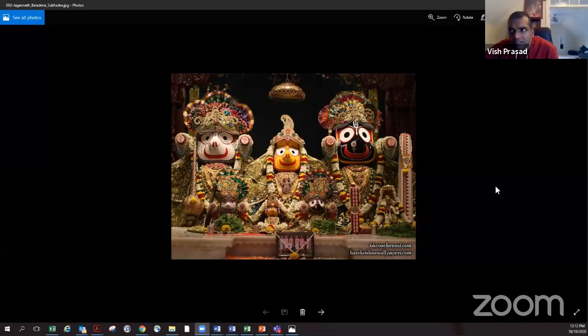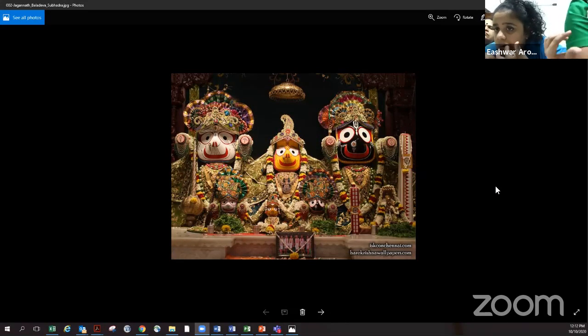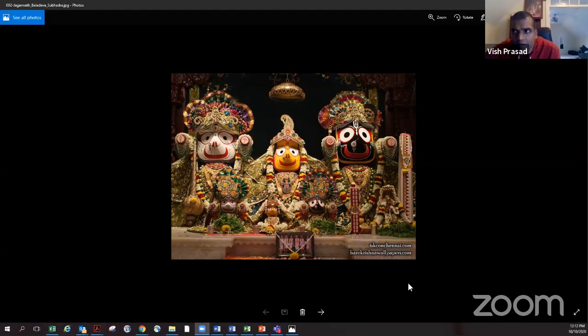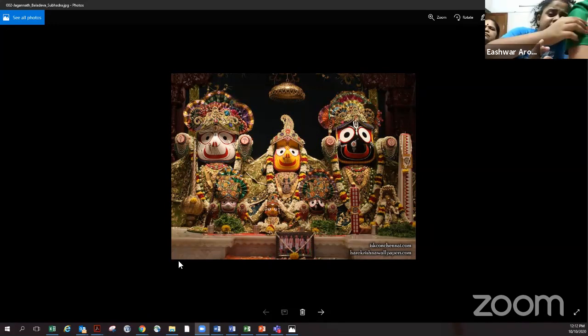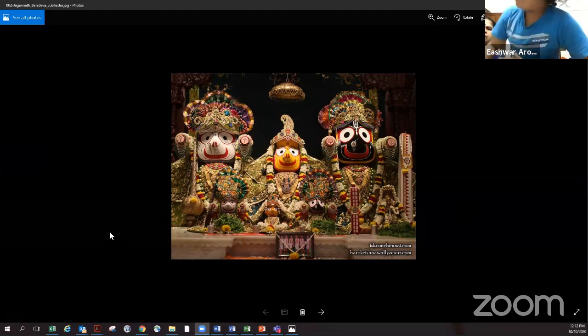There are many festivals in Jagannath Puri. Ratha Yatra is the main festival actually. Every year these deities are taken out, and the whole of Orissa comes there. A lot of devotees come and they pull a chariot. It's called the chariot festival. They take these deities to a temple, Gundicha temple.